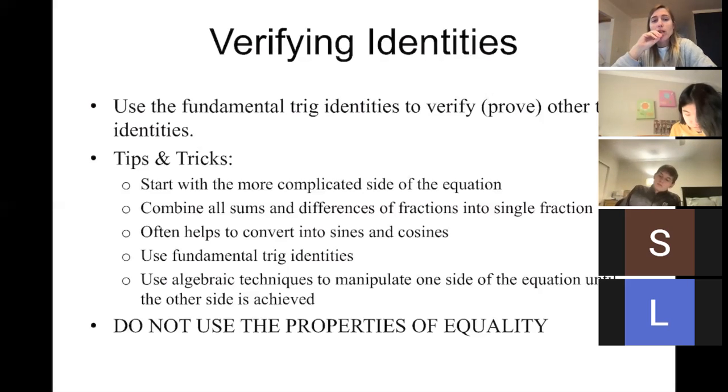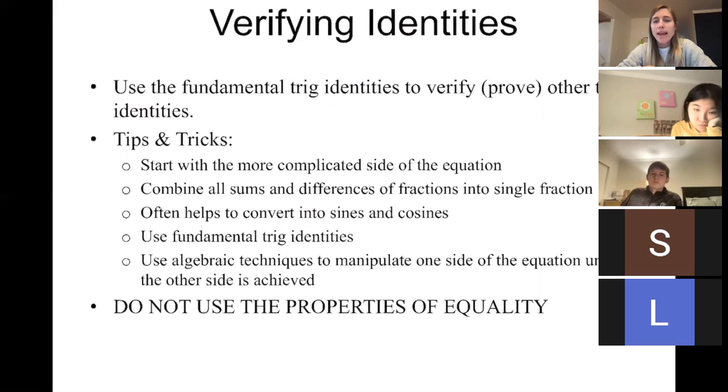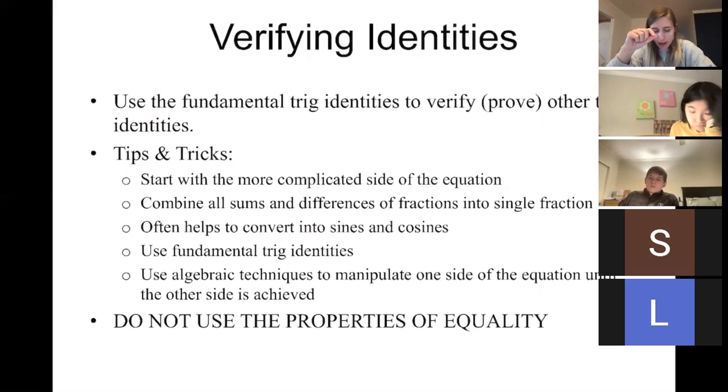It can also be helpful to combine all sums and differences of fractions into a single fraction. I mentioned that before. As kind of a fallback, you can always convert everything to sines and cosines, given you're using the fundamental trig identities. You can use algebraic techniques to manipulate one side of the equation until the other side is achieved. So that includes getting a common denominator, multiplying by a version of 1.